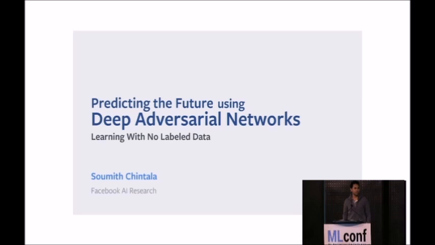I work at Facebook AI Research. We at Facebook AI Research, our single goal is to solve AI, and we work on very long-term fundamental research for AI. So today I'll be talking about a class of neural networks that we recently built called deep adversarial networks, and let's get started.